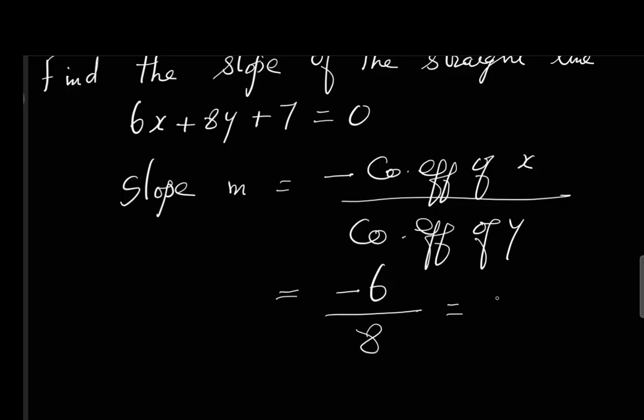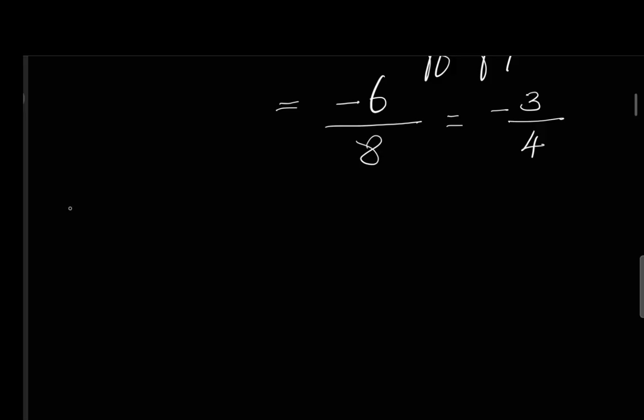The common divisor is 2. 2 3s are 6, so 3 goes here. 2 4s are 8, so 4 goes here. So slope m is equal to minus 3 by 4. So this is the answer.